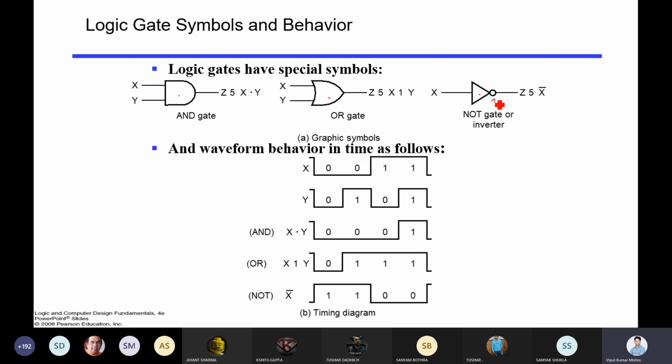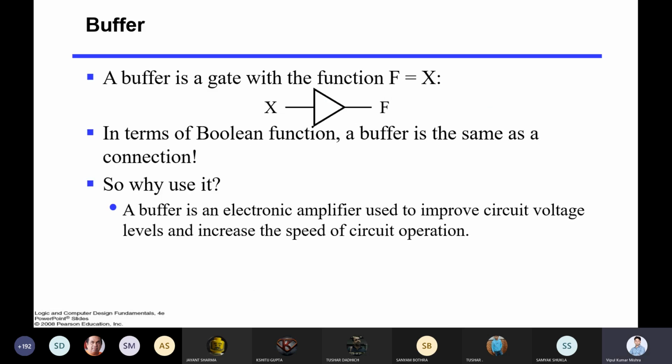For NOT, this bubble is really important. The bubble is actually what makes it NOT. So AND is represented by this, OR is represented by this, and NOT is represented by this bubble. So this bubble is really important. Without the bubble, it is not NOT. Right? Now, if the bubble is not there, then that is known as a buffer.